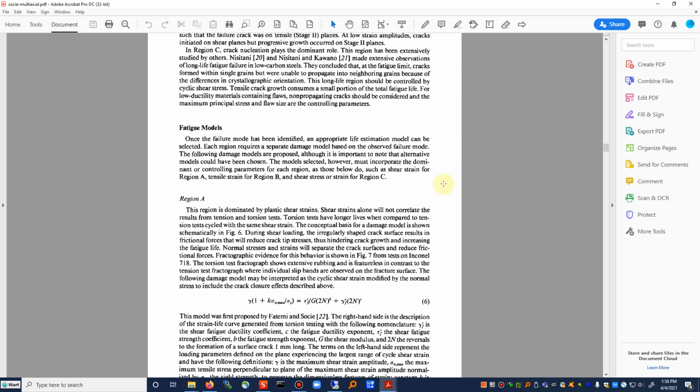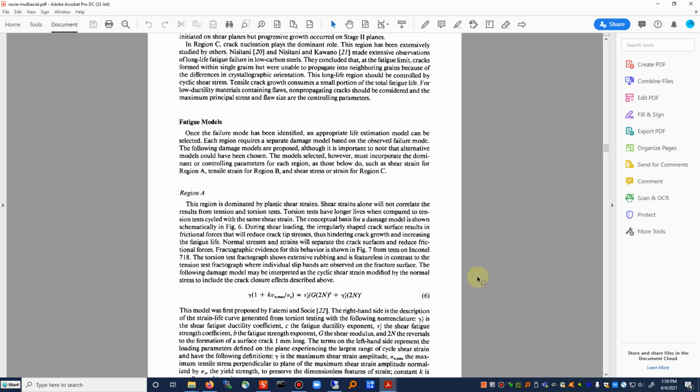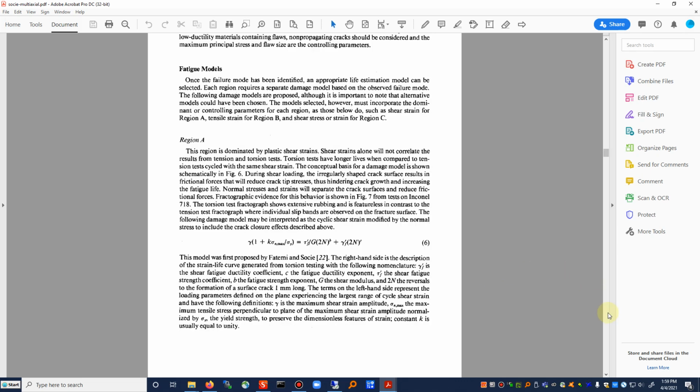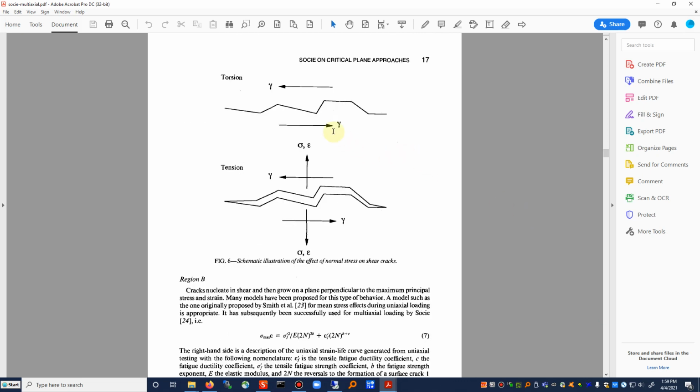The right-hand side is a description of the strain life curve from torsion that we just discussed. The terms on the left-hand side represent the loading parameters defined on the plane experiencing the largest range of cyclic shear strain, having the following definitions. Gamma is the maximum shear strain amplitude. Sigma n max is the maximum tensile stress perpendicular to the plane of maximum shear strain amplitude, normalized by the yield strength. To preserve the dimensionless features of strain, constant K is usually equal to unity. All right, so there's the figure.